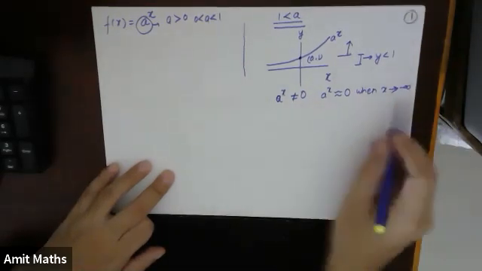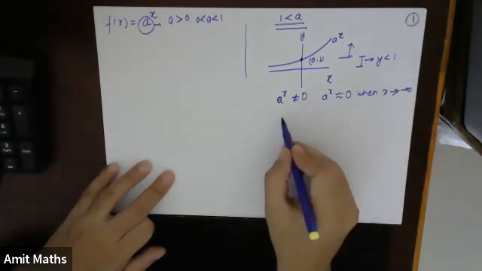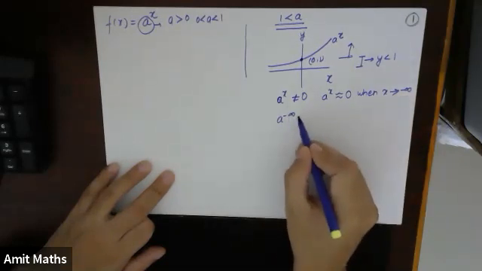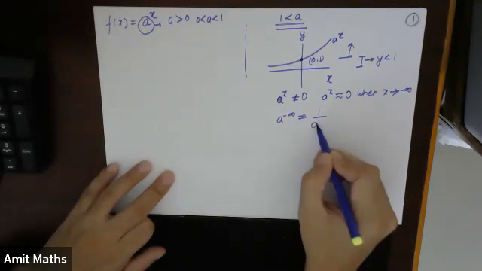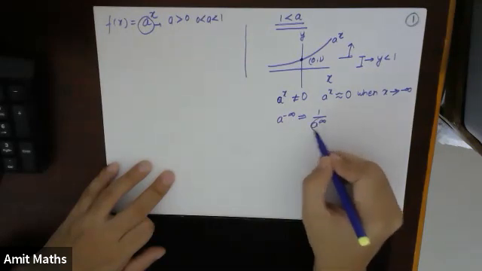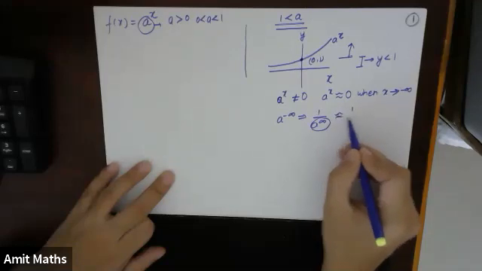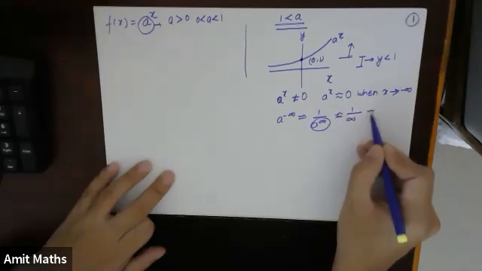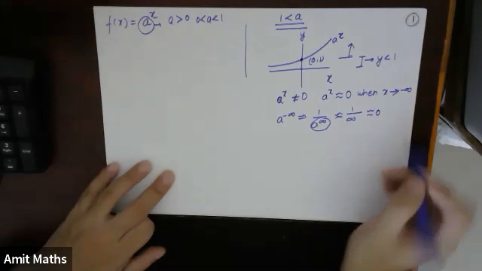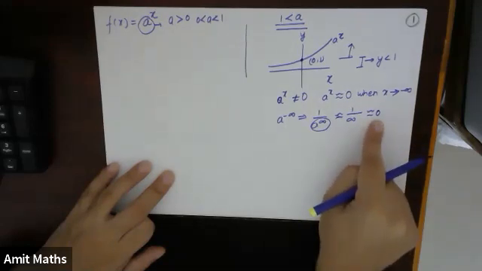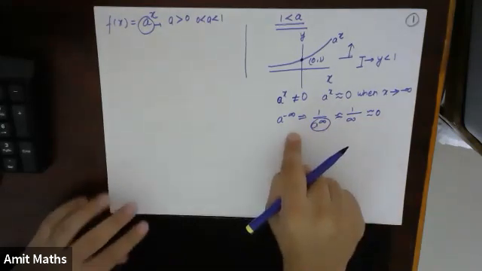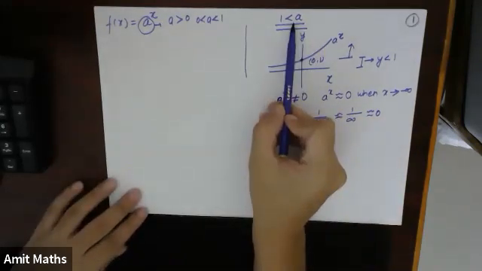Suppose x tends to minus infinity. Then a^(-infinity) will be 1 by a^infinity. This will be a very large number, so 1 upon infinity is approximately equal to 0. But this will never be exactly equal to 0. Understood? So this was the case when a is greater than 1.